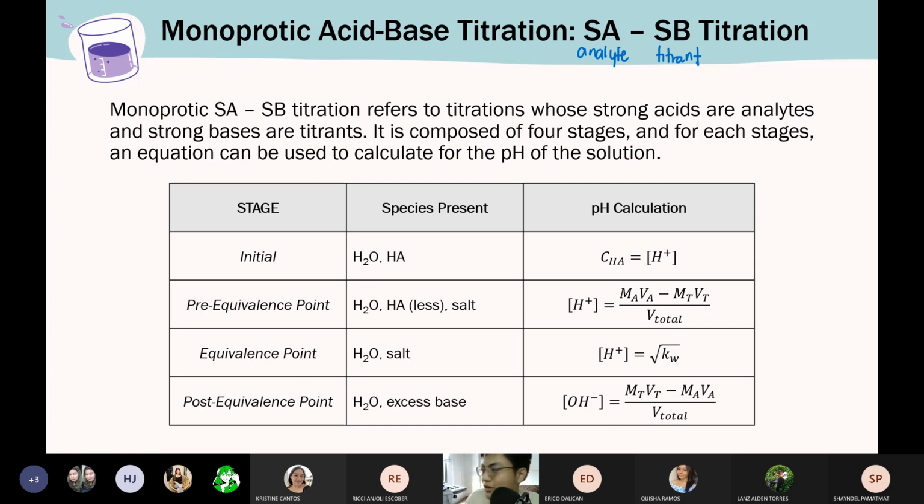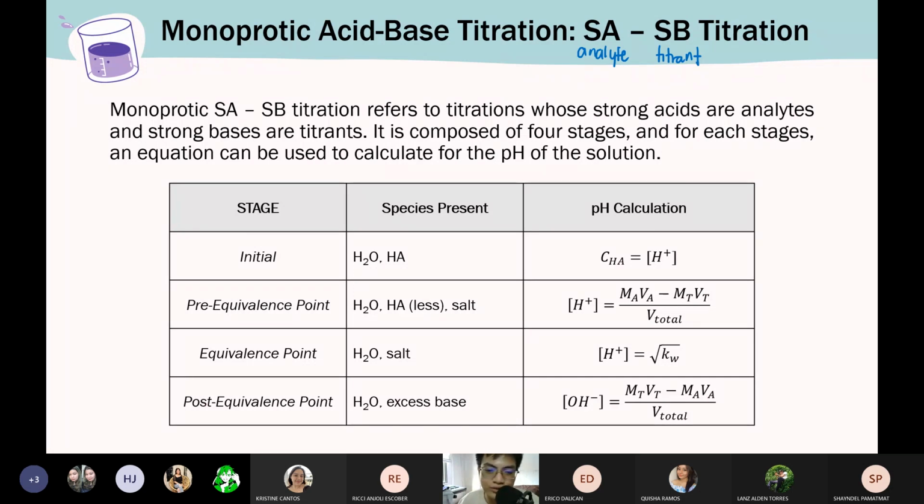Nasabi ko na rin to sa lecture kanina. Okay. Pag naglagay ako ng base, what will happen to the acid? Decrease. Okay. Mababawasan yung acid. Ayun, nakalagay na less eh. Less. Bakit siya nababawasan? Because it gets reacted with the titrant base, no? Nagre-react na kasi siya with the titrant.